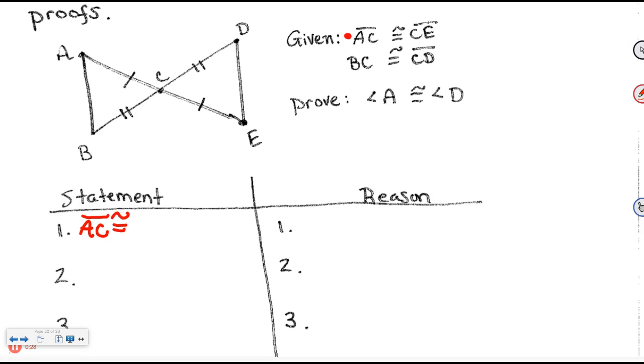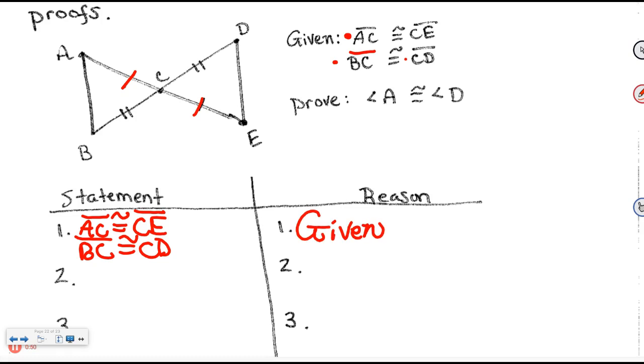AC is congruent to CE. Go to the picture and see if it's marked. If not, you can put marks on it. That's already marked. And BC is congruent to CD. So BC congruent to CD. My reason that I give for that all the time is given.